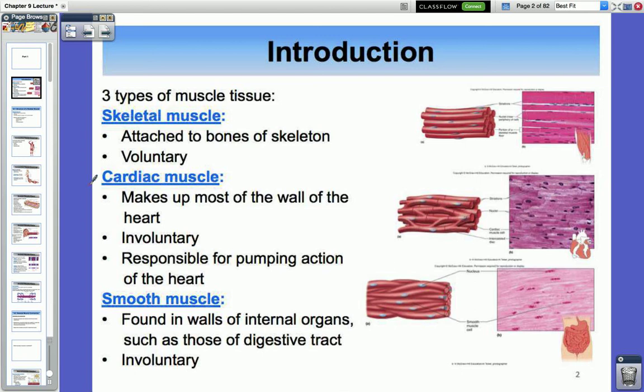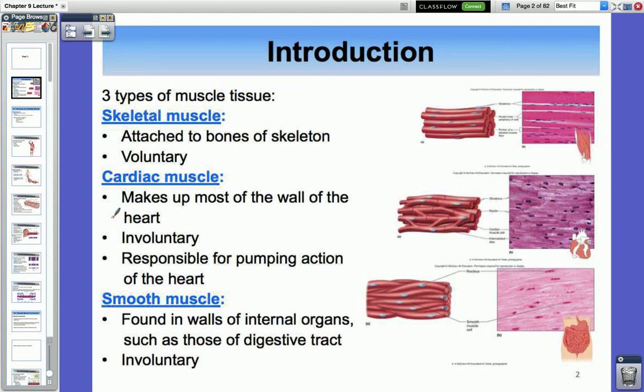As far as cardiac muscle, it is involuntary, as is smooth muscle. But the thing that makes it unique is that it has these branching cells. They branch off. They also have structures called intercalated discs that help to join one cell with another. And of course, cardiac muscle is going to be found in the heart.